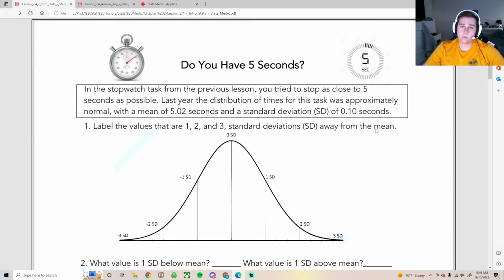All right, welcome to lesson 2.4. So this is Do You Have 5 Seconds? This is lesson 2.4 notes.